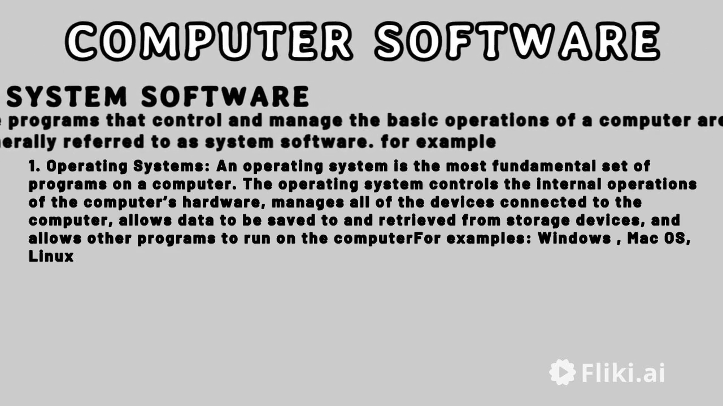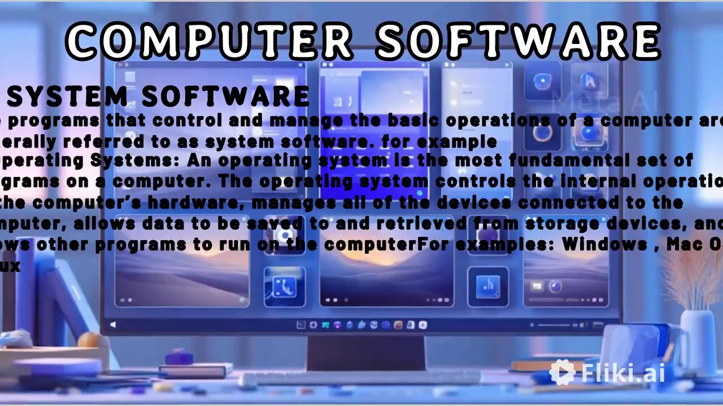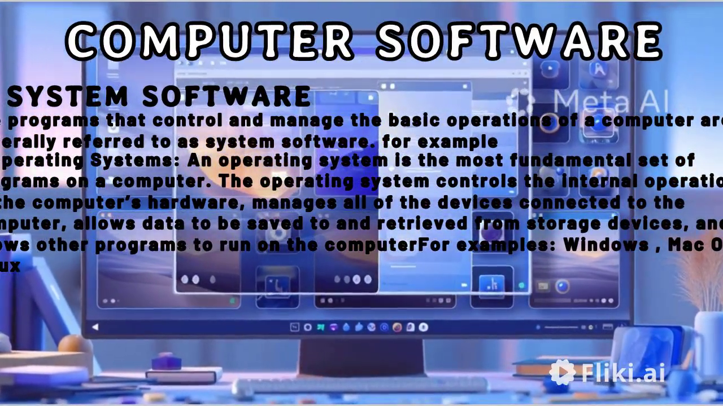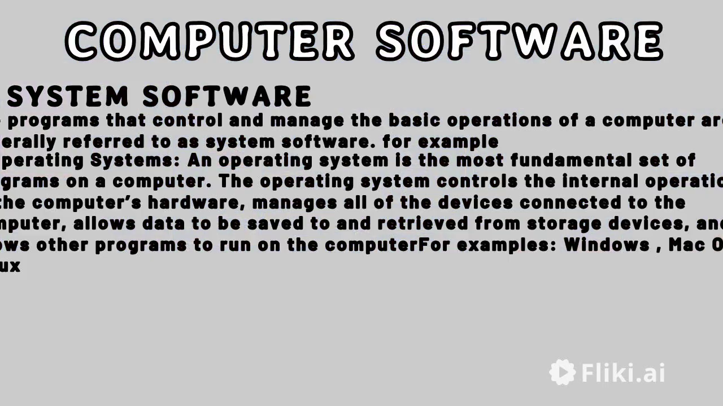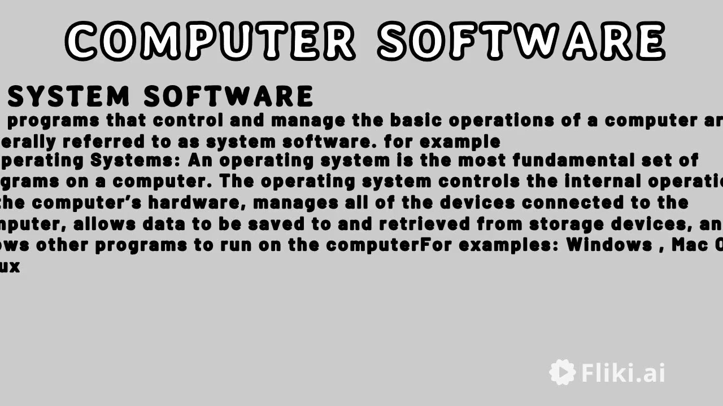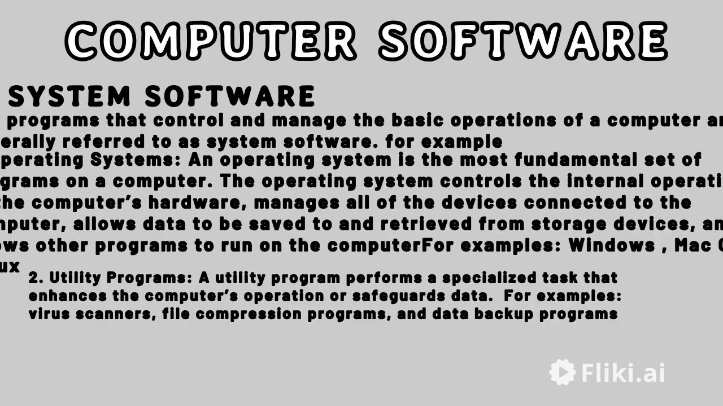System software. The programs that control and manage the basic operations of a computer are generally referred to as system software. System software typically includes the following types of programs. 1. Operating systems. An operating system is the most fundamental set of programs on a computer. The operating system controls the internal operations of the computer's hardware, manages all of the devices connected to the computer, allows data to be saved to and retrieved from storage devices, and allows other programs to run on the computer. For example, Windows, Mac OS, Linux.